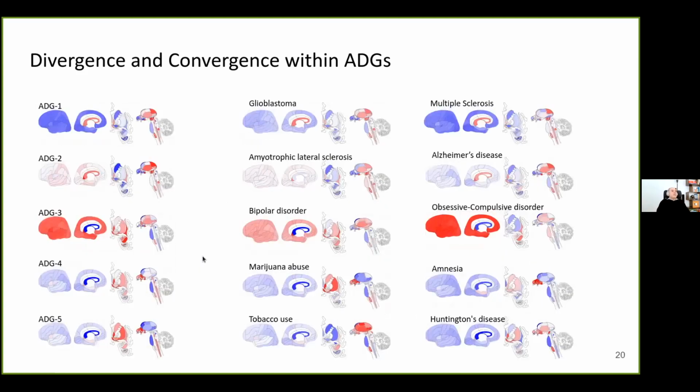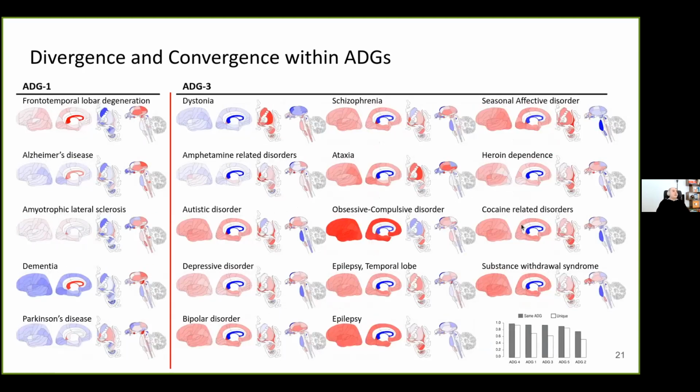So if we go further into this divergence and convergence within ADGs, we can see that there are disorders within these ADG clusters that have the stereotypical expression pattern. For example, glioblastoma and multiple sclerosis have a very similar pattern to the average ADG1 gene expression pattern. Also, bipolar disorder and OCD have a comparatively stable and similar pattern to the average ADG3 pattern, with bipolar disorder having both cortical, basal ganglia, and thalamic expression patterns, whereas OCD has more cortical and thalamic patterns.